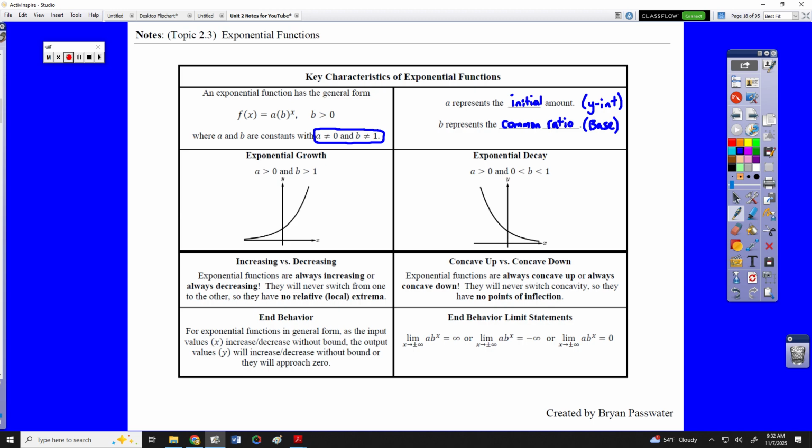The other thing to notice is that b has to be greater than 0. Remember, that means b is a positive number. It cannot be negative, and it cannot equal 0. It must be greater than 0.